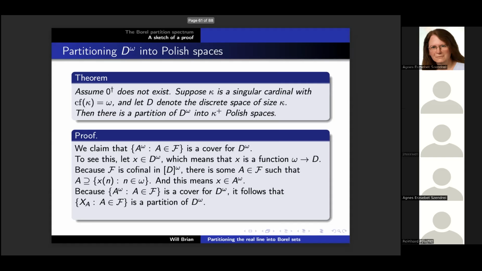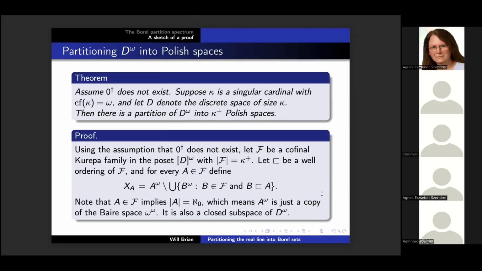Why is that important? Well, it follows that the X_A's form a partition of D^ω. So remember how the X_A's are defined. Let me go back to this previous slide here. What I'm doing is taking A^ω and removing all of the previous B^ω's, all the B's in F that came before A in my well ordering. So we know that some given point X is in some A^ω. If we look at the first A^ω, with respect to my well ordering, that it gets inside of, then it doesn't get removed, and it's actually in X_A. So there you have it.